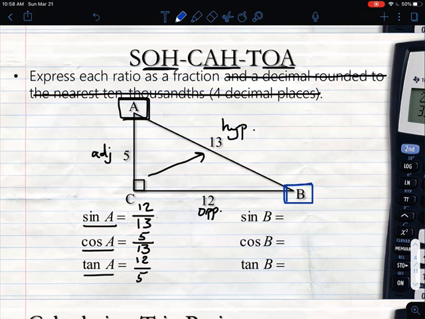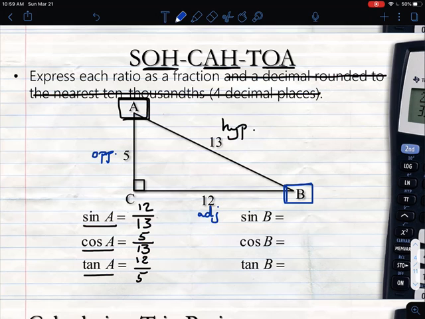So for angle A, my opposite was 12, my adjacent was 5, my hypotenuse was 13. So right now, I'm going to go ahead and get rid of that adjacent and that opposite. The hypotenuse doesn't change. No matter which angle I'm looking at, the hypotenuse is always the same. But now from angle B, the opposite leg would be directly across, that's the 5, and the adjacent leg, the one next to it, is 12.